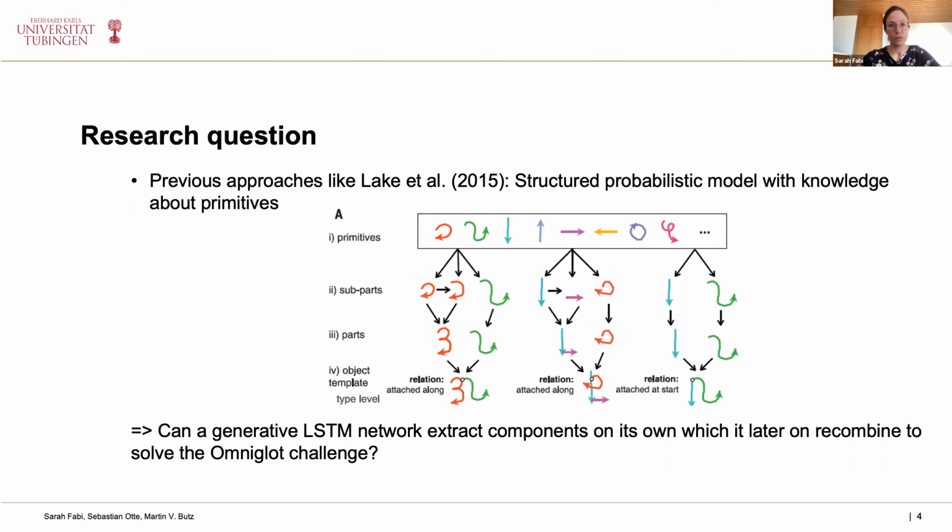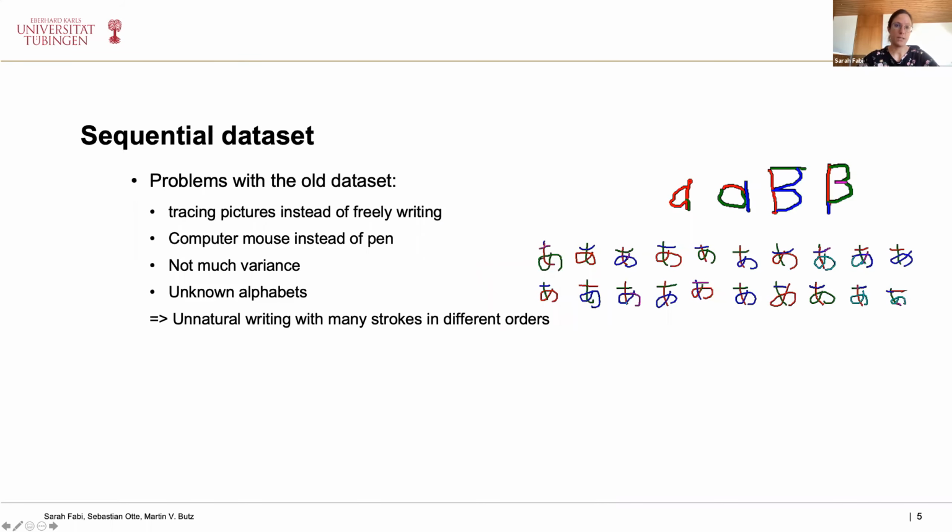But let's have first a look at the data set, because the original sequential Omniglot data set has several flaws. First of all, it was collected via Amazon Mechanical Turk, and the participants traced pictures instead of writing the characters freely. So they had images in front of them and had to trace them. And this was done with a computer mouse and not with a normal pen, like you would write a letter. And this led to unusually drawn characters, as you can see here.